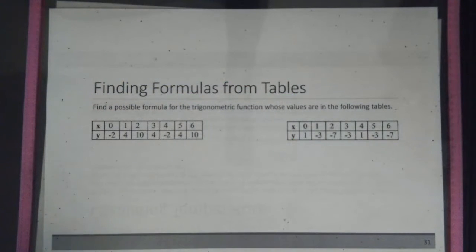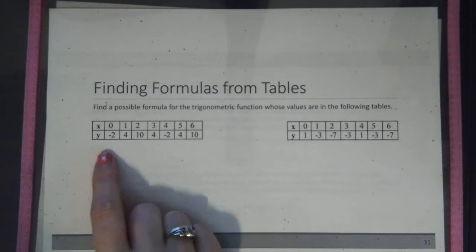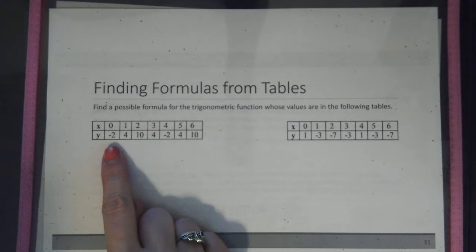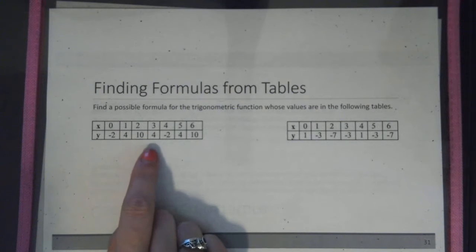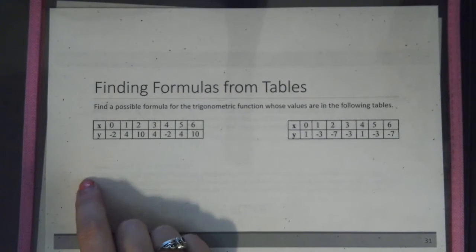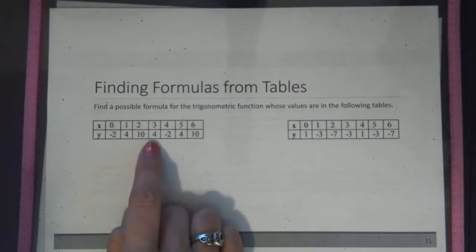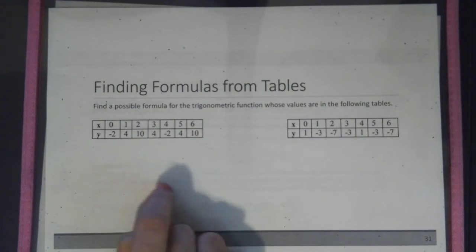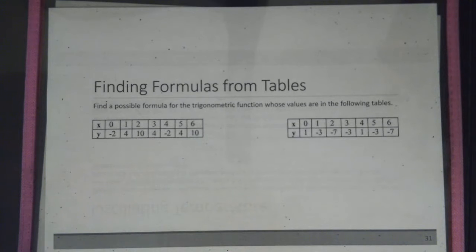Next up, these are some of my favorite. I don't know why, I really enjoy them. We're going to find a possible formula for the trigonometric function whose values are shown in the tables. So first up, we have our x going 0, 1, 2, 3, 4, 5, 6. Our y goes -2, 4, 10, 4, -2, 4, 10. So you can kind of see that it goes up to 10, back down to -2, up to 10. So you get that sinusoidal feel.